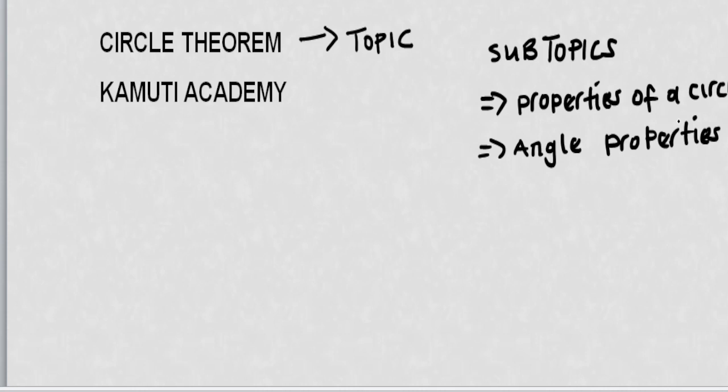Now we're going to start without wasting much time. We're going to start with our lesson. So we'll start with properties of a circle. Under properties of a circle, we're going to look at the parts of a circle quickly. We look at the different parts of a circle, then we'll be able to proceed from there.